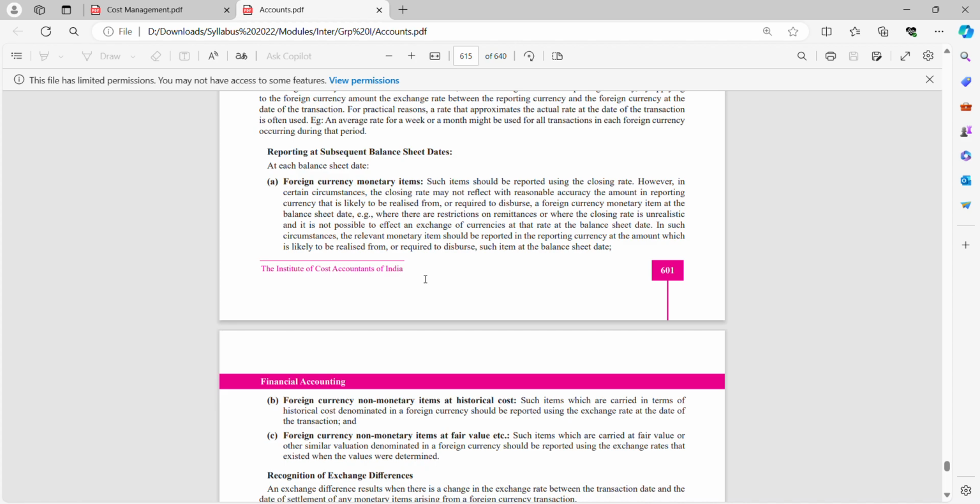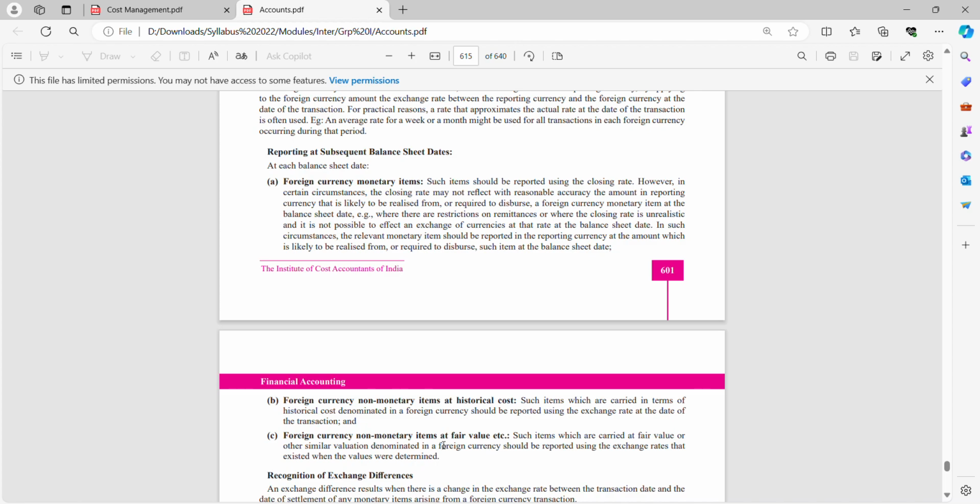Foreign currency non-monetary items at fair value. Such items which are carried at fair value or other similar valuation denominated in a foreign currency should be reported using exchange rates that existed when the values were determined. So we have foreign currency monetary items, foreign currency non-monetary items at historical cost, and foreign currency non-monetary items at fair value. You record your non-monetary items at past cost, and you record your non-monetary items at fair value, market value.